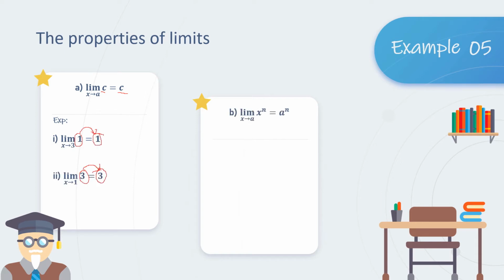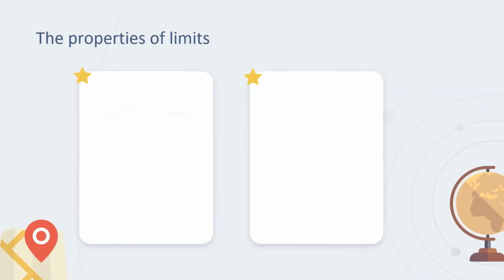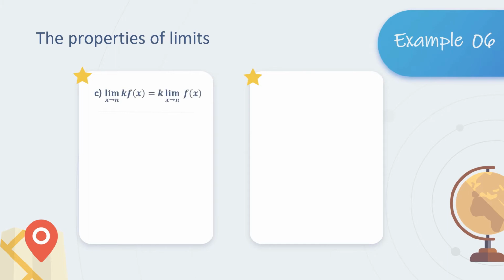Next, the limit of the function x to the power of n as x approaches a is equal to a to the power of n. Refer to the following example. The approached value remains and carries on the exponent value. Next, the properties of limits.